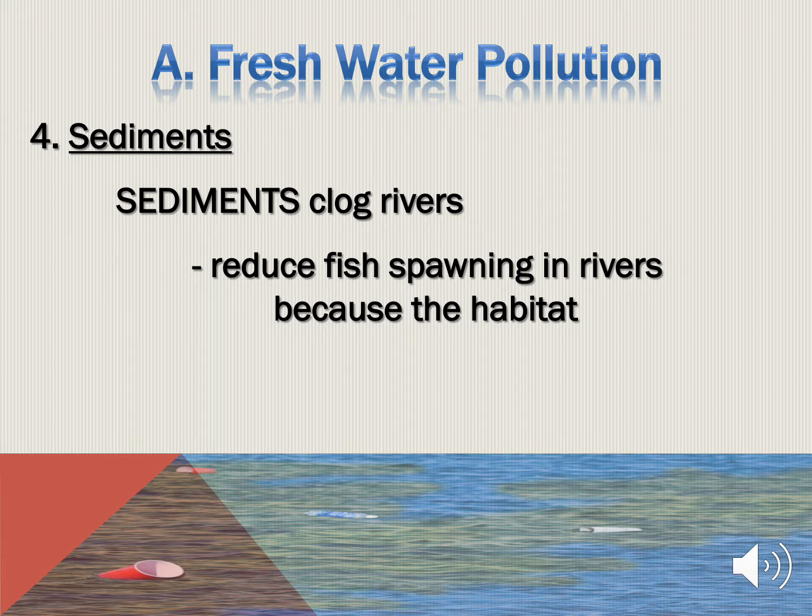Sediments, again, they do clog rivers. They're bad for fish habitat. They reduce fish spawning in rivers because they degrade the habitat. The bottoms of rivers and streams should have plenty of cobbles, which is good habitat for spawning. Well, sediments get in the river and they put down sand and silt substrates over these cobbles. That makes the environment a lot less attractive to fish and other aquatic organisms that we would normally find in a river.